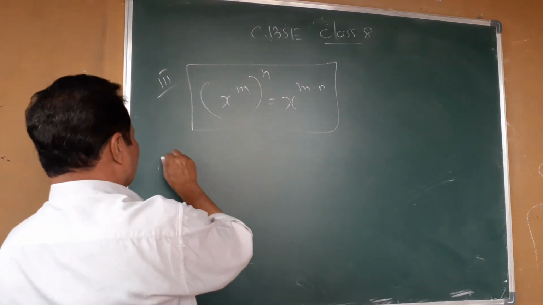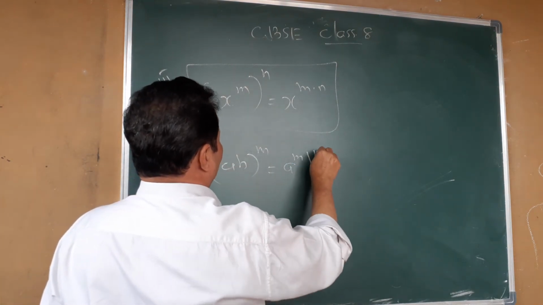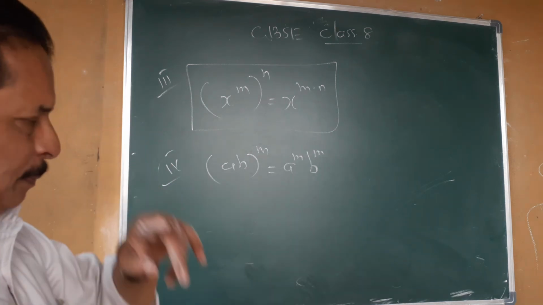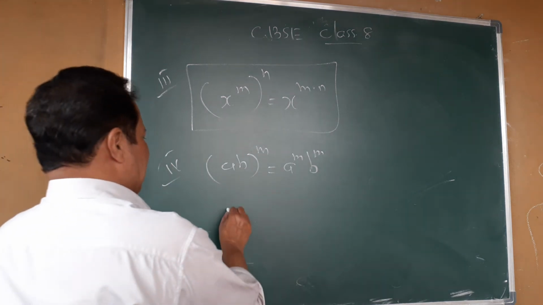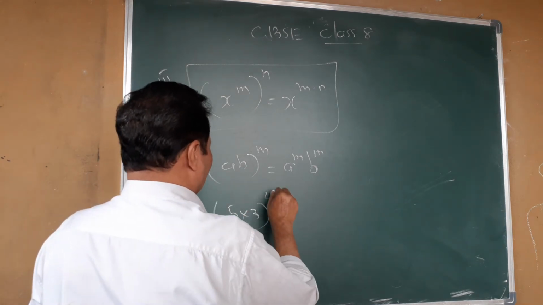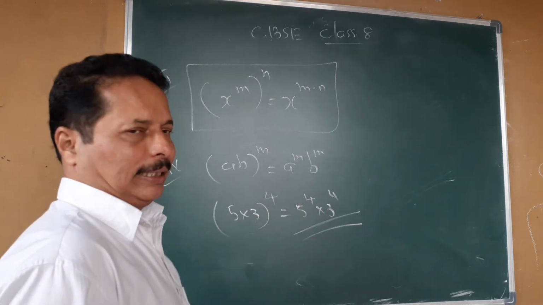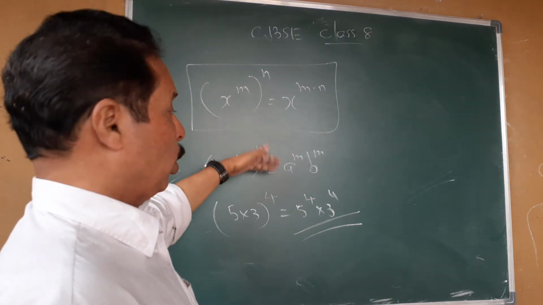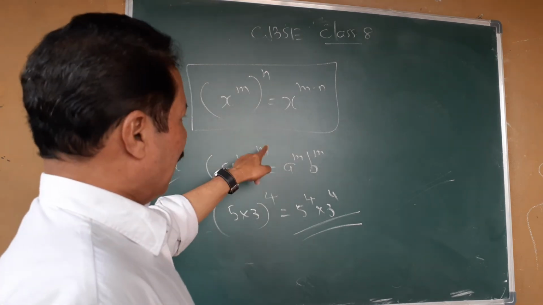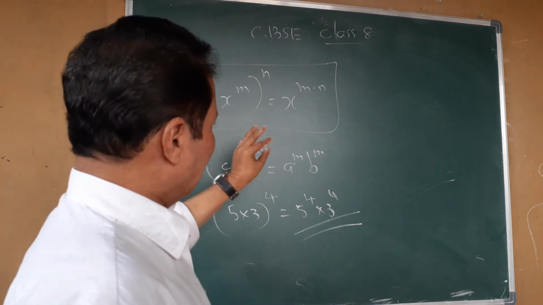Next, number 4 is ab all raised to m is equal to a raised to m, b raised to m. That is 5 into 3 all raised to 4 is 5 raised to 4 into 3 raised to 4. That's by this law. ab all raised to m, that is a common power or common exponent. It is applicable for a and b. That is a raised to m, b raised to m.